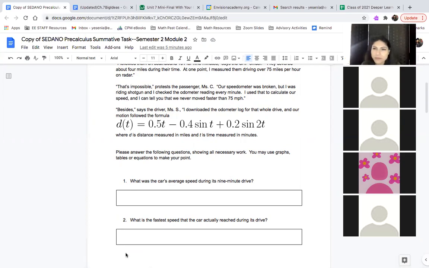Okay, we got some feedback here. There's a direct message in the chat, let me go ahead and read it. It says, when I plugged in 9 minutes into the function, it resulted in 4.5 as the car's average speed during the 9 minutes, but I don't know if that's correct.